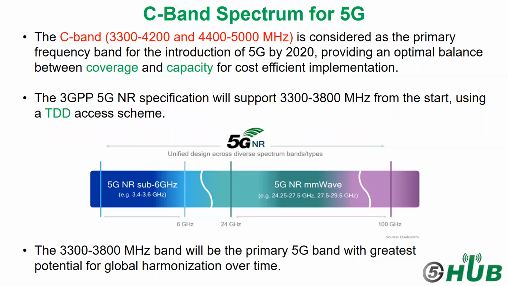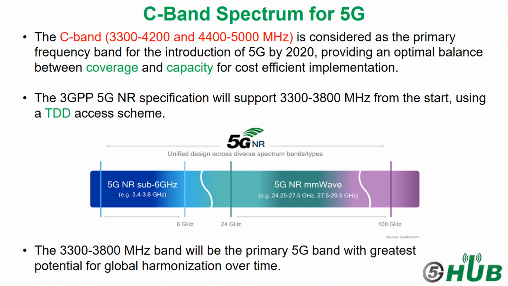The availability of at least 100 MHz channel bandwidth per 5G network, with the adoption of massive MIMO, will boost peak, average and cell edge throughput with affordable complexity. In line with the release plans from many countries, the 3.3 to 3.8 gigahertz band will be the primary 5G band with greatest potential for global harmonization over time.